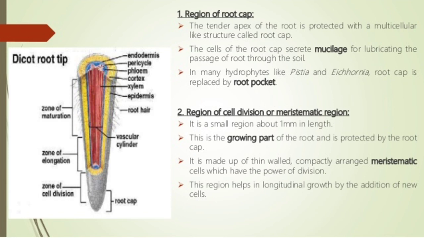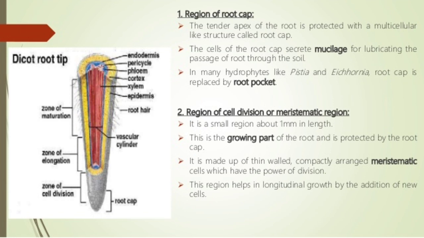Region of root cap. The tender apex of the root is protected with a multicellular cap-like structure called the root cap. The cells of the root cap secrete mucilage for lubricating the passage of the root through the soil. In some hydrophytes like pistia and eichhornia, the root cap is replaced by the root pocket.